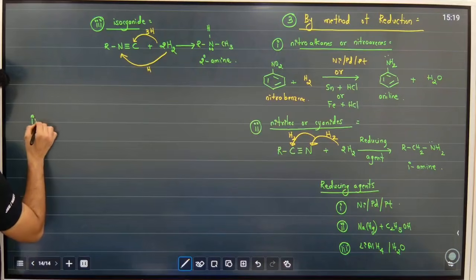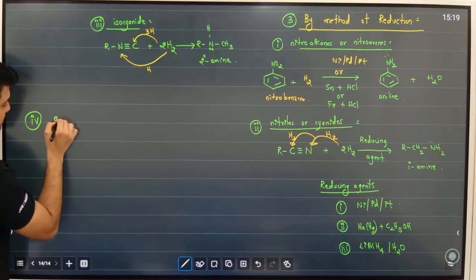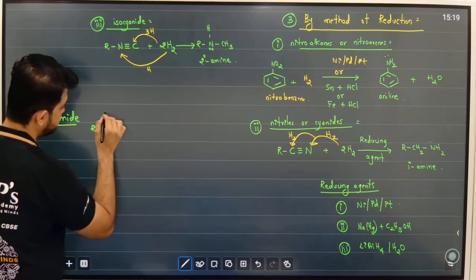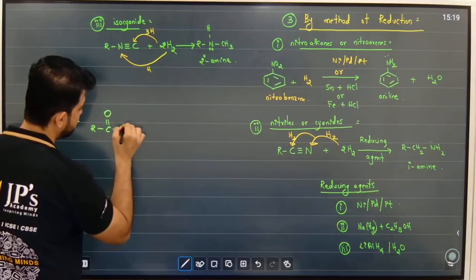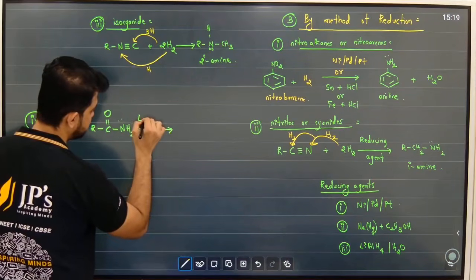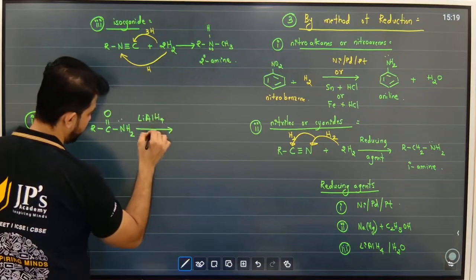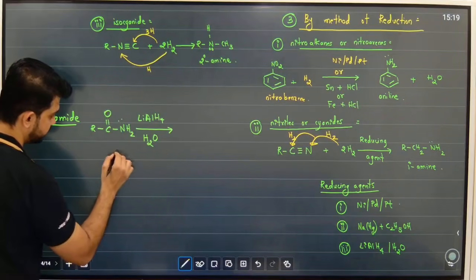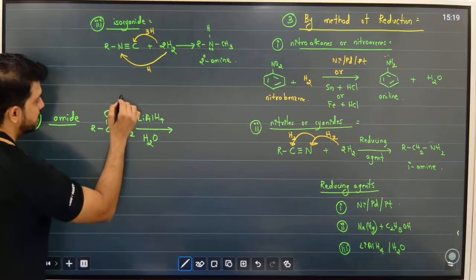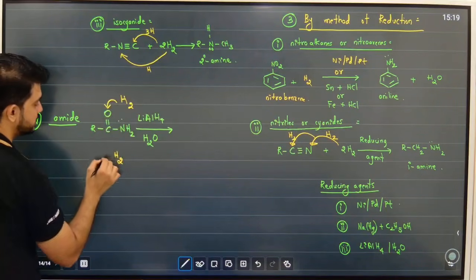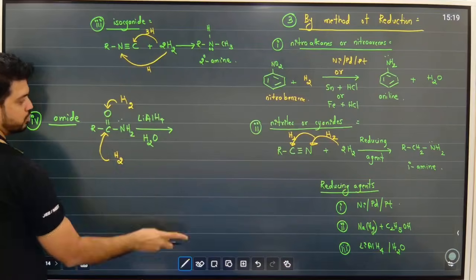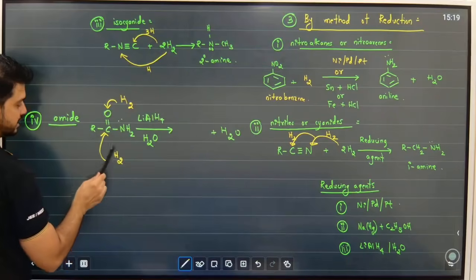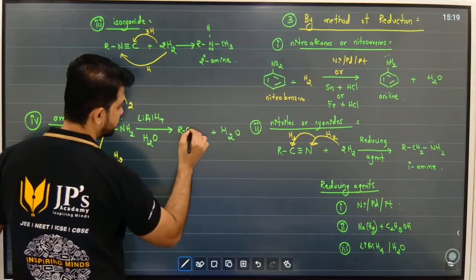And the last that we have, students, is amide. Amide is R C double bond O NH2. Again, amide with, let's say, lithium aluminium hydride. If we reduce this, again students, I am doing it with the simplified mechanism, 2H2, this H2 and O go away, and you get H2O, and this will give me RCH2NH2, which is primary amine.